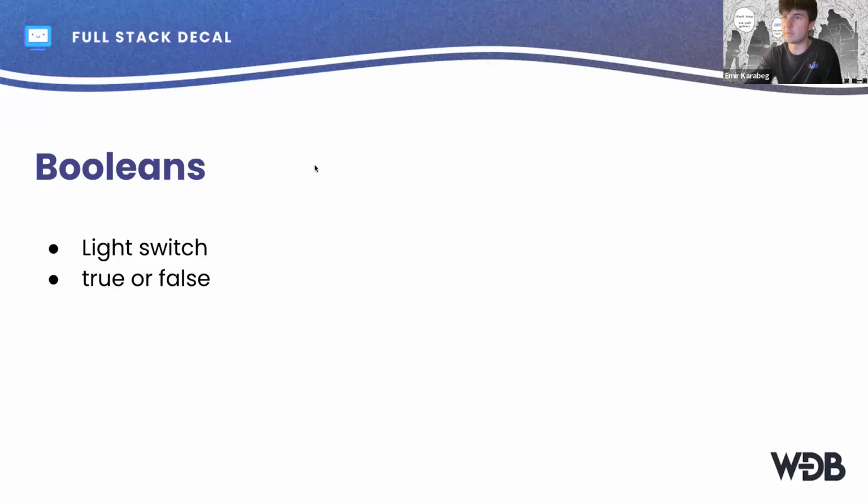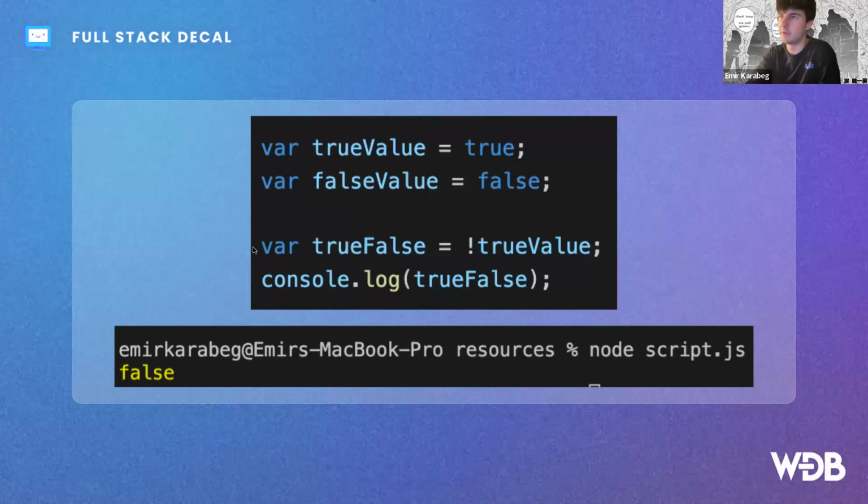You can think of booleans as a light switch. They're either true or false, 0 or 1, whatever you want to call them. So you can say variable true value is equal to true. We denote it by lowercase t in JavaScript, as opposed to capitals in other languages. Variable false value, we give it the value false. We can use the not operator, and we give true false equals to the not of true value. If I look in true value, I find that it's true. Not true is going to be false. So we're going to assign true false to false. And if I print it out here, it's going to come up as false in my terminal.